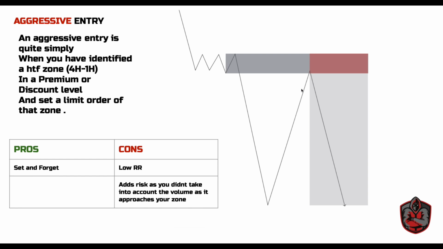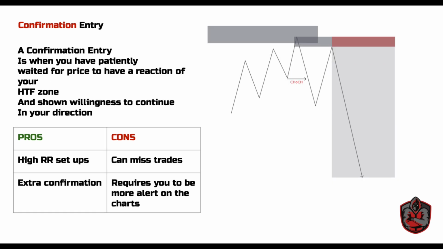Okay, when I see too much volume as it's approaching the zone, I'd usually like to see price weaken as it approaches the zone. Alright, so when you set and forget, you usually don't take into account the volume as it's approaching your zone. Okay, so that's another con about going for an aggressive entry. And then we've got the next slide, which goes through a confirmation entry.